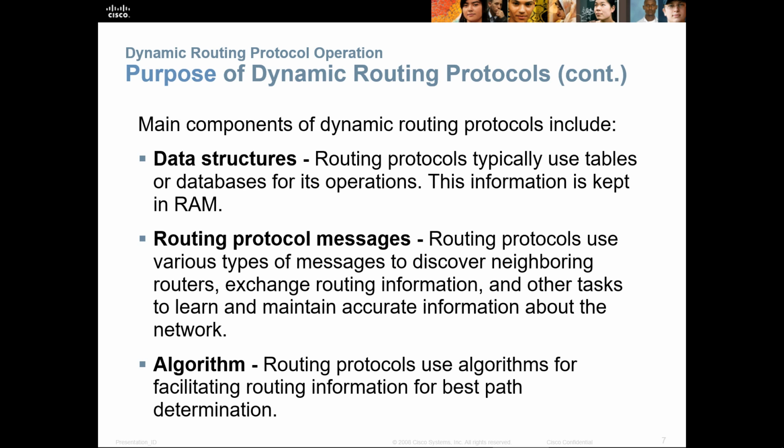Compare that with routing protocol messages, and that deals with the routing protocol's use of various types of messages to discover neighboring routers, as well as exchanging routing information, as well as other tasks as they relate to learning and maintaining information about neighboring networks. Lastly, data structure, and that's going to deal specifically with tables and databases. So our data structure is going to deal more with our routing table, and that's going to be kept up to date in our memory.